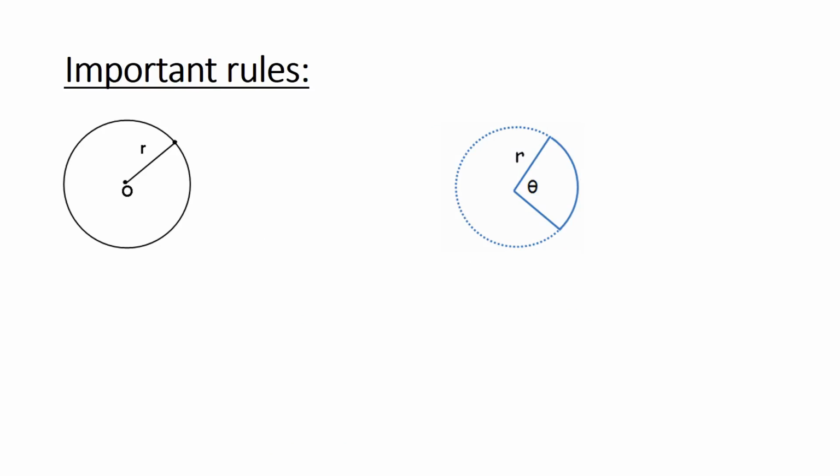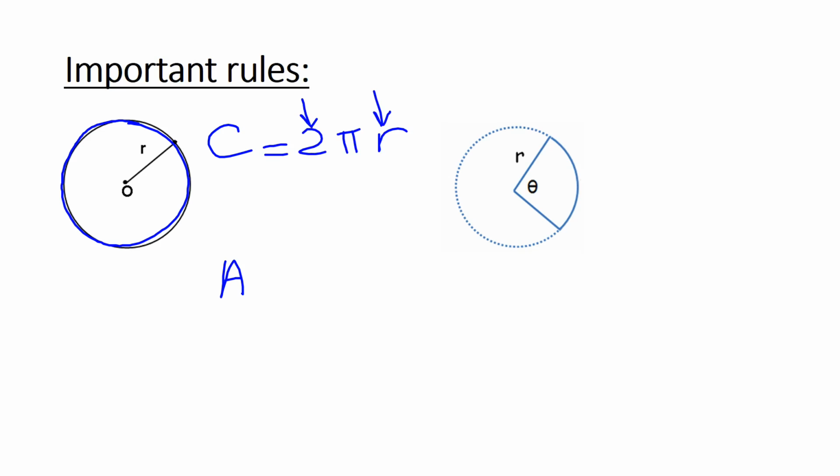The next thing you'll need to know is your rules for finding the circumference of a circle, so the length around the outside, as well as the area of a circle. The circumference of a circle is 2 pi r, and if you remember, 2 lots of the radius is the diameter, so we can also use pi d. It doesn't matter which rule you use, just make sure you know your rules. Area of a circle, we use pi r squared.